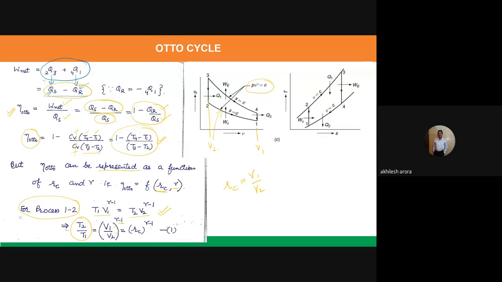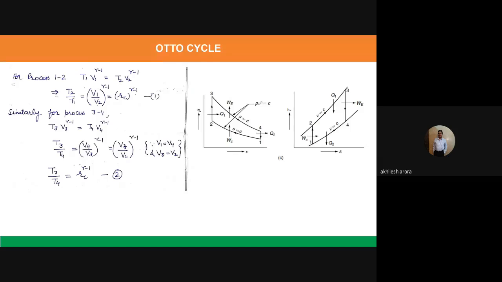And the ratio of these two is the compression ratio, and I have also written it is equal to Vc plus Vs divided by Vc, and I told you Vc is the clearance volume and Vs is the stroke volume. So I get this first equation, which says that T2 by T1 is equal to RC raised to power gamma minus 1. This you need to remember. I will write it once again also.